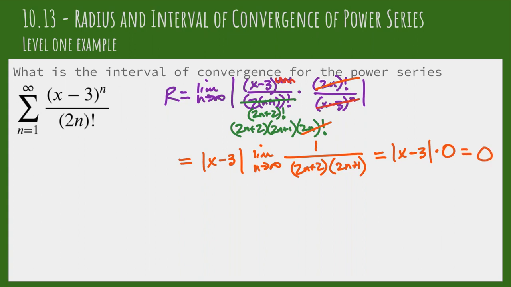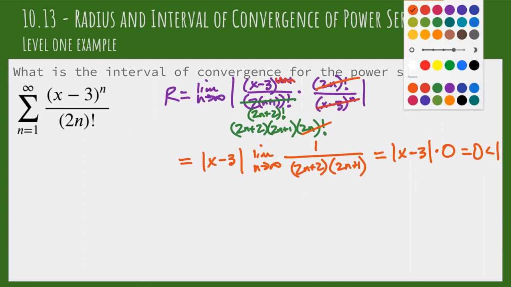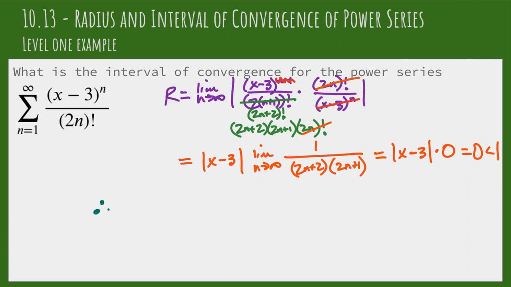So remember, the ratio test says that if the ratio, this value that we get here, this limit, is less than 1, then the series converges. And no matter what we plug in for x, we're always going to get 0 for this limit, which means that no matter what we put in for x, the series is going to converge. So the interval of convergence on this one is a nice, easy one. It's all real numbers.